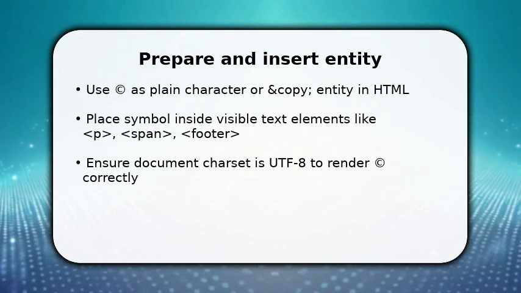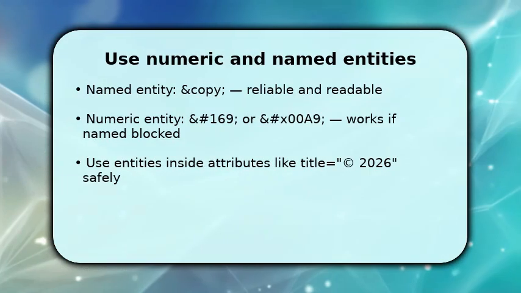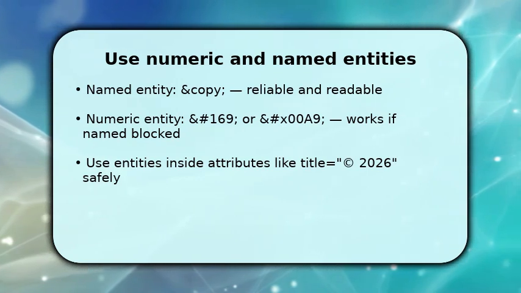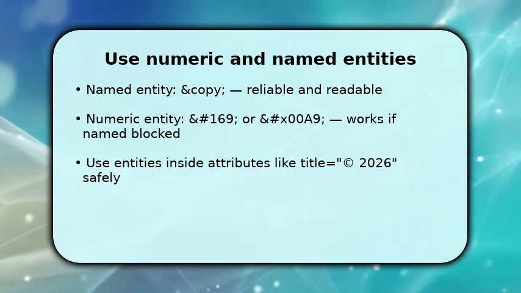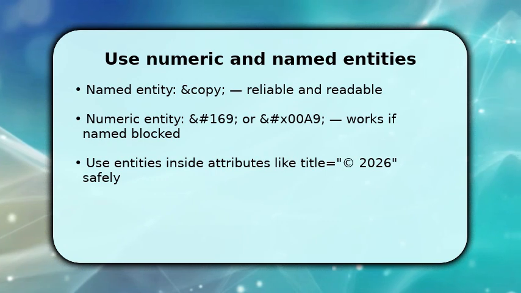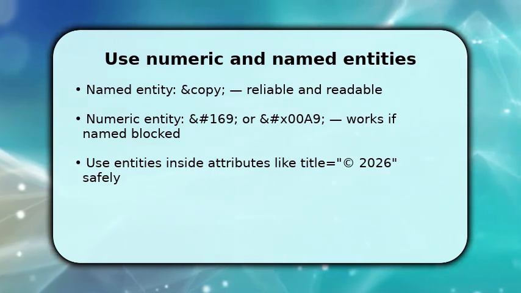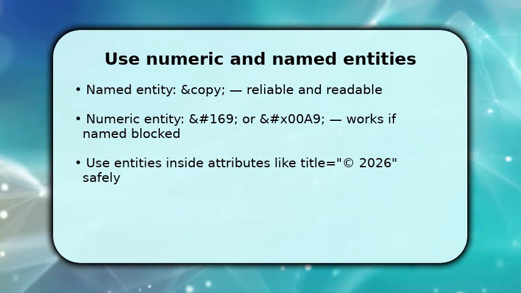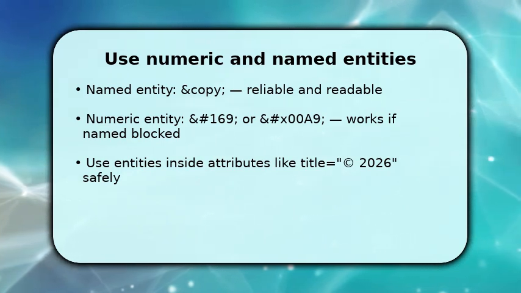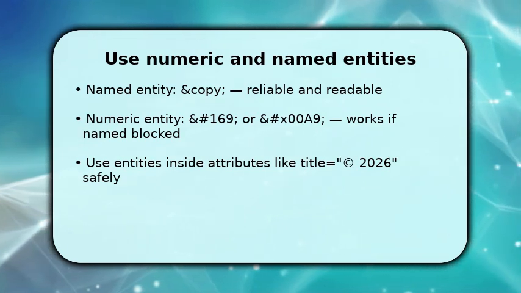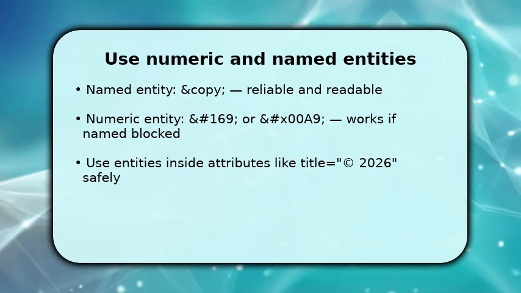Use &copy; and copy. As the named entity, it's human-readable and broadly supported. If an editor or sanitizer strips named entities, use numeric forms like &#169; or hex &#x00A9;, which are more resilient. Make sure to place entities not only in text nodes, but also in attribute values. For example, title equals "Copyright © 2026 Company".